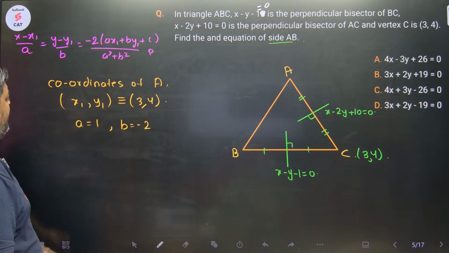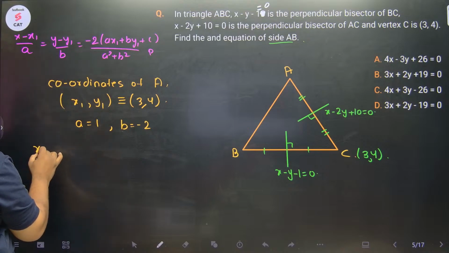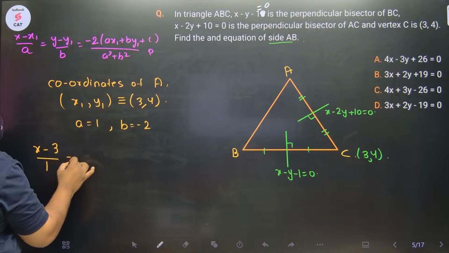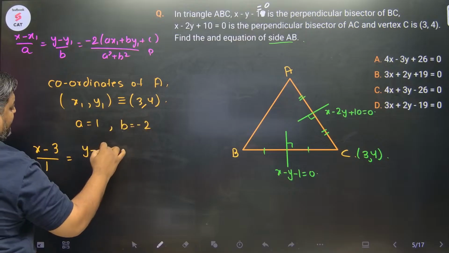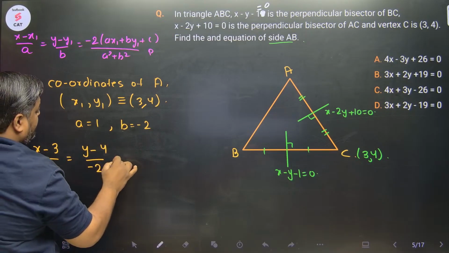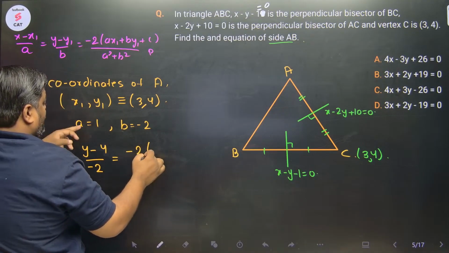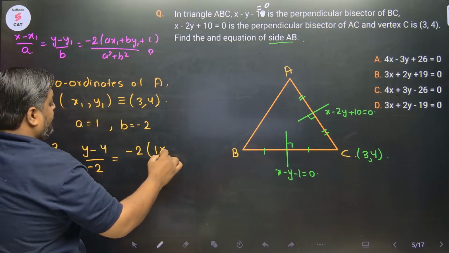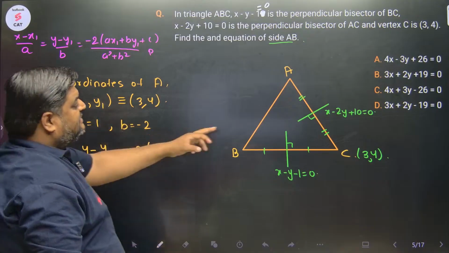Coordinates of A के लिए we need these values. And now let's write this. x minus x1 upon a is equal to y minus y1 upon b, and b is minus 2, equals minus 2 times (a x1 plus b y1 plus c) upon (a squared plus b squared). So 1 into x1 is 3 minus, what is this?